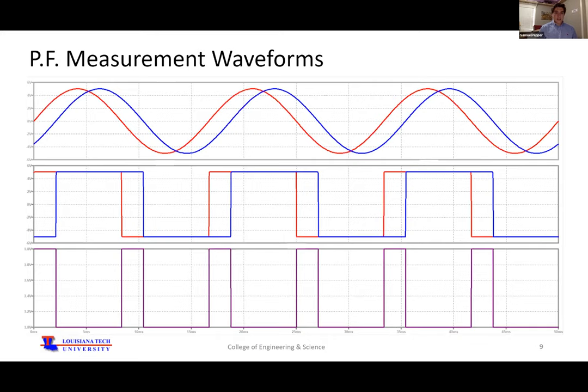As a visual representation of the operation of our power factor measurement circuit, we have some waveforms shown that were generated by simulating the circuit. In the top graph, you can see the sinusoidal voltage and current signals that are inputs into the op amps. The middle graph shows the outputs of each op amp. As you can see, the outputs are square waves that alternate relative to their respective inputs. And lastly, the output of the XOR gate is shown in the bottom graph. The pulse width of this signal is equal to the time difference between the zero crossings of the two input signals.